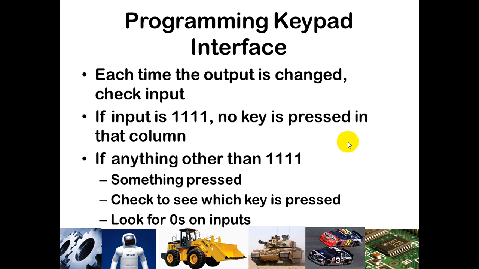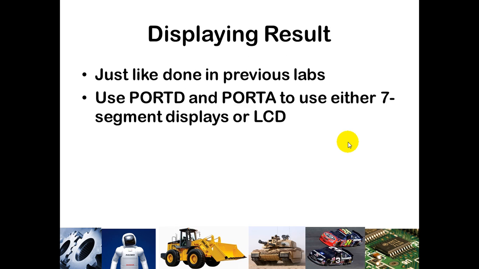If the input is 1111, then that means in that particular column there's not a key pressed. So you're going to cycle on and check the next pattern and the next pattern. And if you get anything other than 1111, then you know something is pressed. Then what you need to do is look at what input pattern comes back in, and you can mask that off to determine which one of the keys is pressed. So you're just going to be looking for the zeros on the inputs. And we'll go through some example code that does this in the next video.